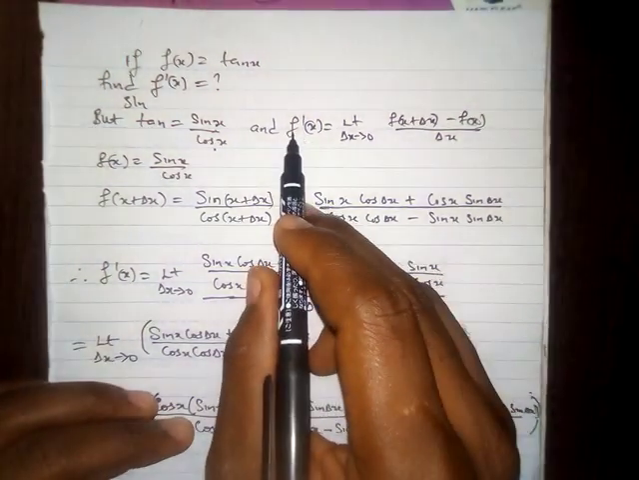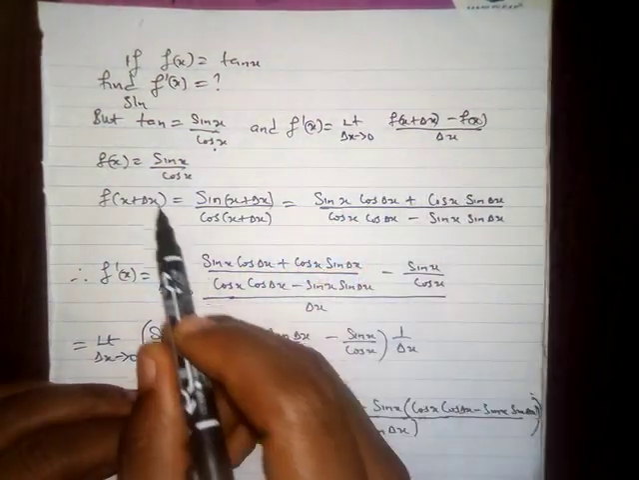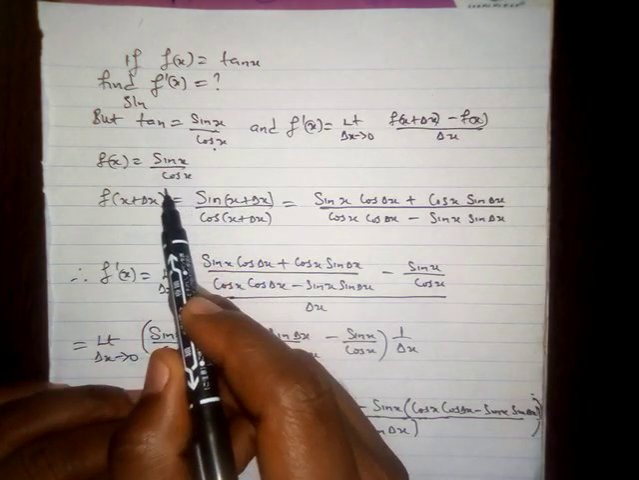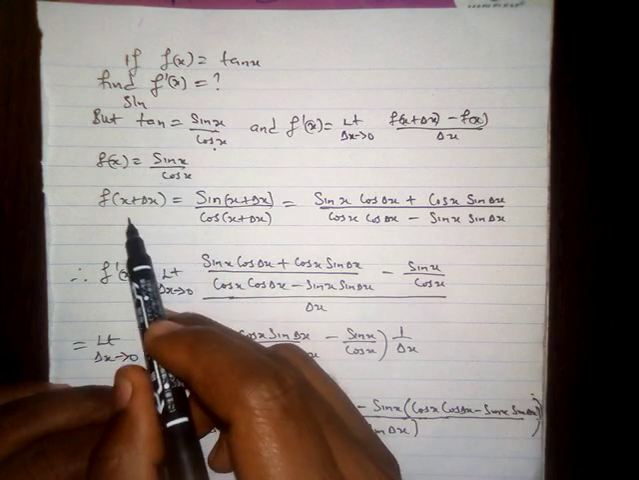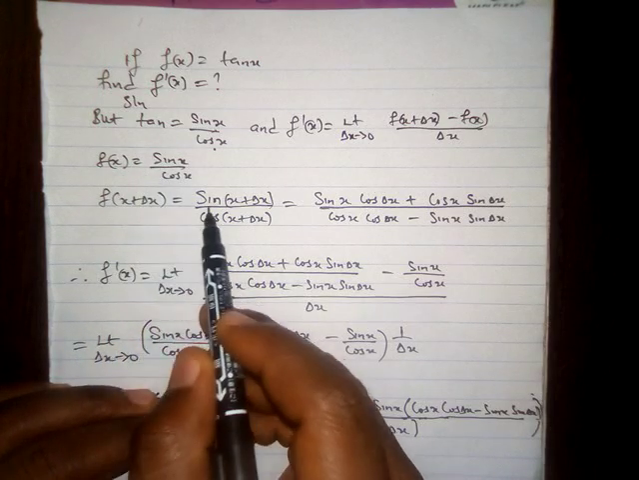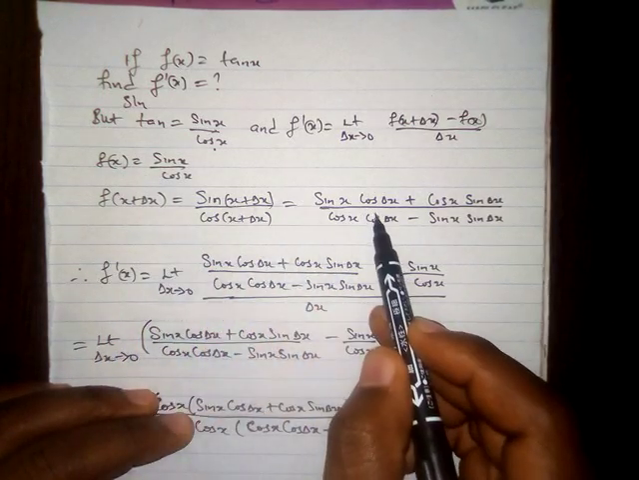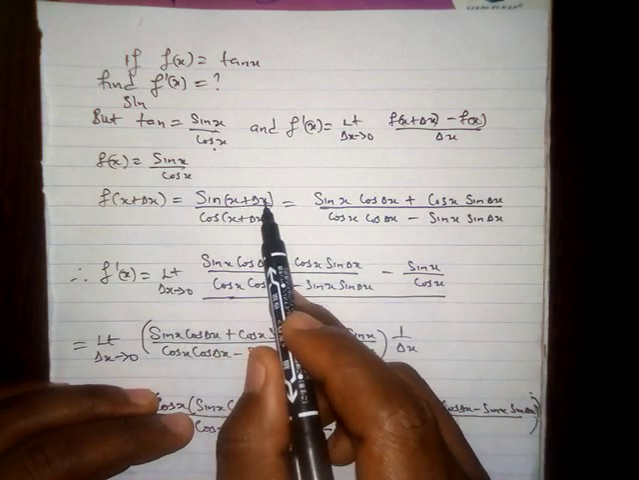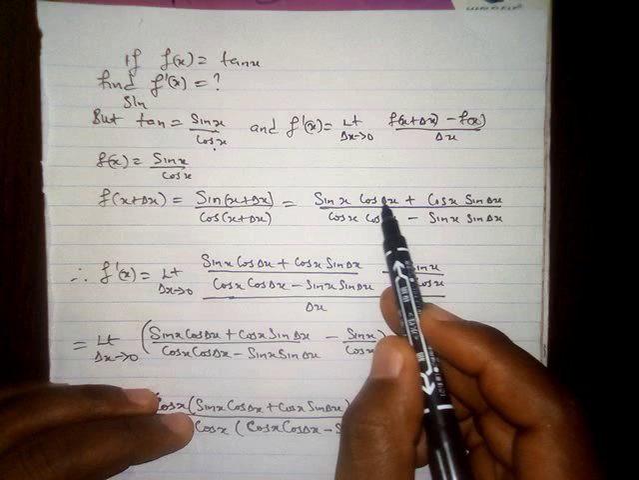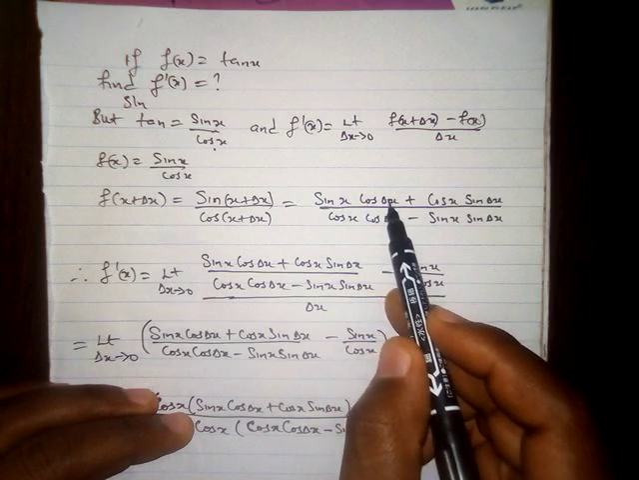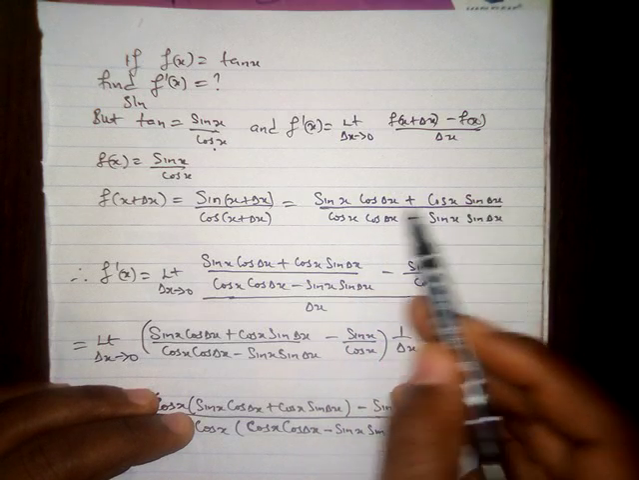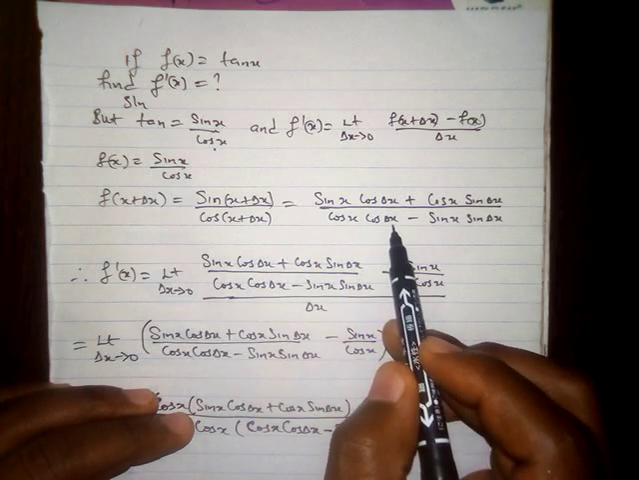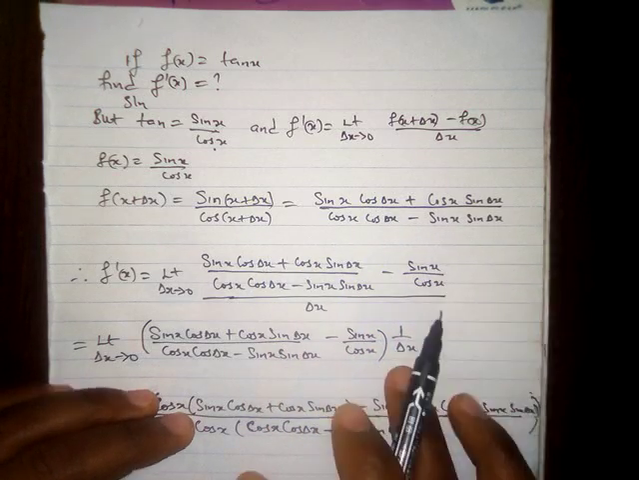And here we have our f prime of x to be defined as this. We have our f of x to be sine x over cos x, since we know that sine x over cos x is tan x. Now our f of x plus change in x will be this, which will eventually turn to this, because from here now sine x plus change in x, remember your trigonometry identity, gives us sine x cos change in x plus cos x sine change in x, and our cos x plus change in x will give us cos x cos change in x minus sine x sine change in x.